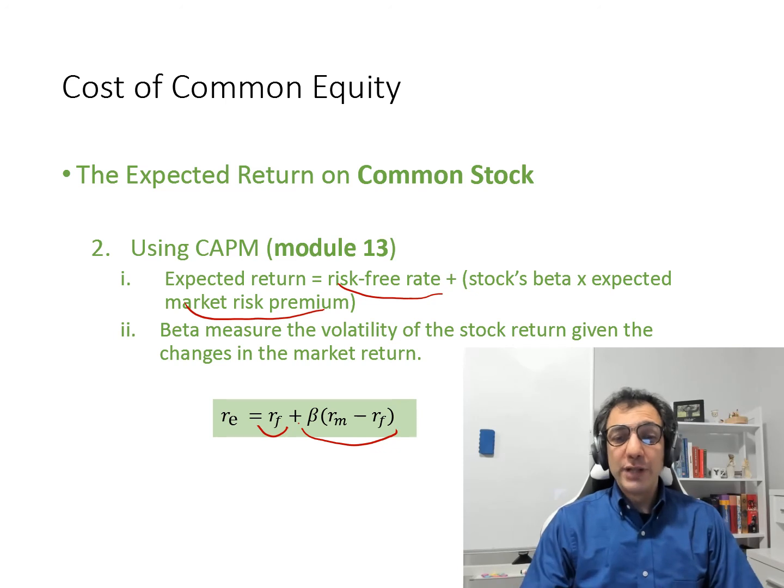So that's it for today. We learned about the components of the cost of capital. We learned how to calculate the cost of debt for a loan or for a bond, and also how to calculate the cost of equity using the DDM and the CAPM. Now you know all the components, so you can go back to lesson 1 to put all the pieces together and calculate the weighted average cost of capital.